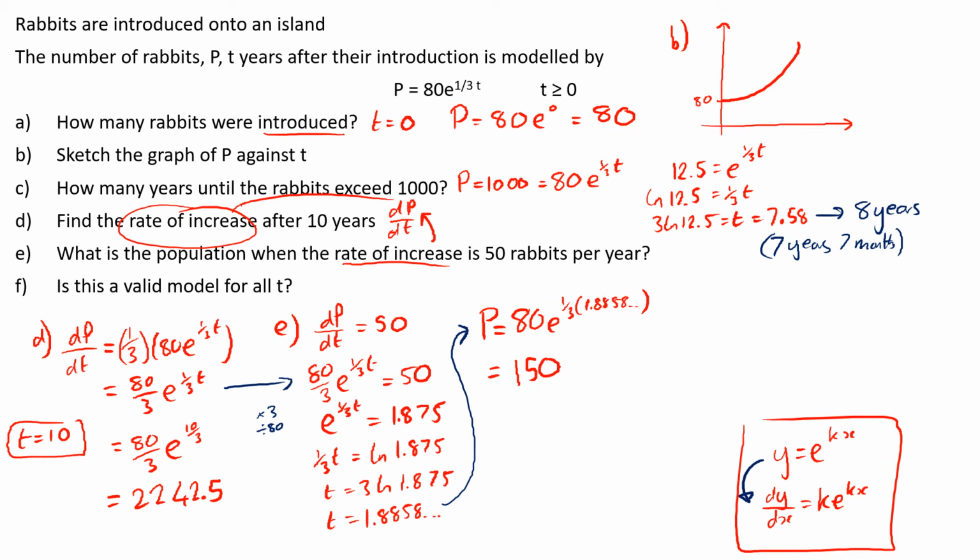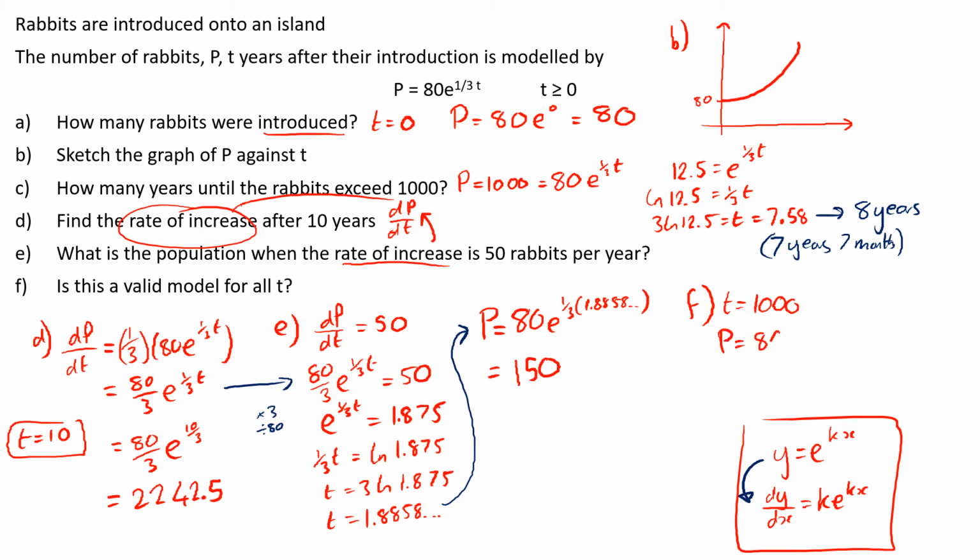Finally, F, and this is an important question. Is this a valid model for all t? So if we increase t to a massive amount, does this still make sense? We know it obviously doesn't apply for negative t, but the model does say that. Well, what would happen, say, if t equals something ludicrously large, like 1,000 years after we introduced these rabbits? How many rabbits would there be? Well, let's just find out.